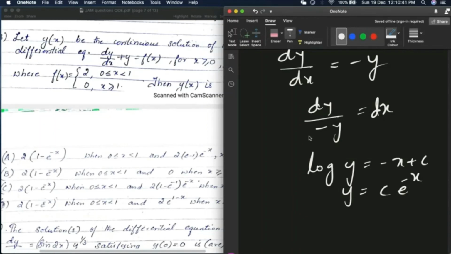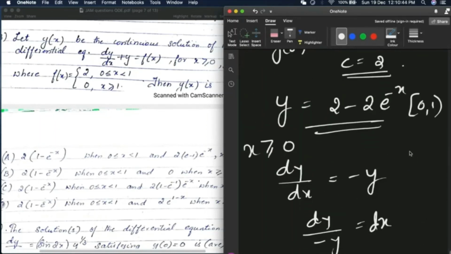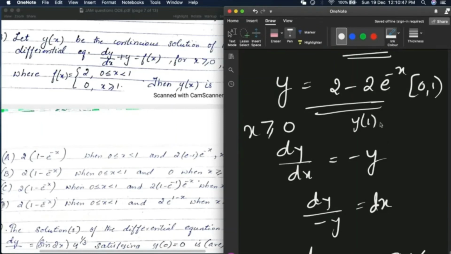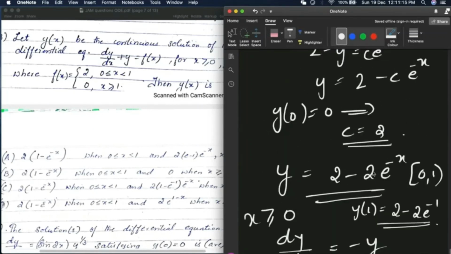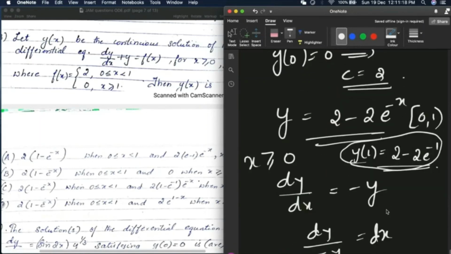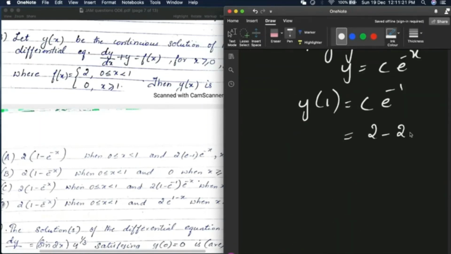So here, from there, you can get a condition at the boundary. What is y of 1 here? It should match. It's a continuous solution they have given, so it should match at the boundary 1. So y of 1 here is 2 minus 2 e raised to minus 1. You can use that to find c. This has to match with this. From this equation, y of 1 is c e raised to minus 1, and this should be the same as your value here also. That's why it is given continuous: 2 minus 2 e raised to minus 1.